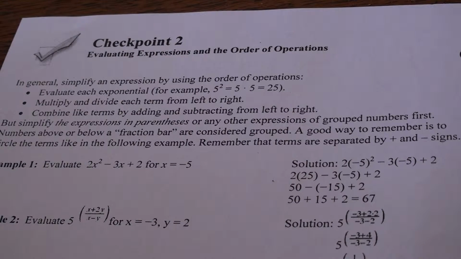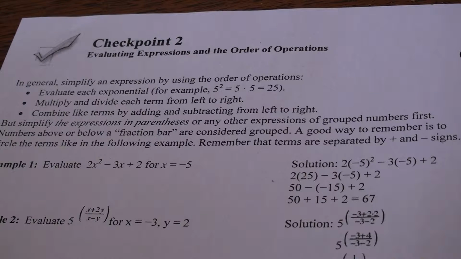Checkpoint 2. Evaluating expressions and the order of operations. In general, simplify an expression by using the order of operations. First, evaluate each exponential. For example, 5 squared equals 5 times 5, which is 25. Multiply and divide each term from left to right. Combine like terms by adding and subtracting from left to right.